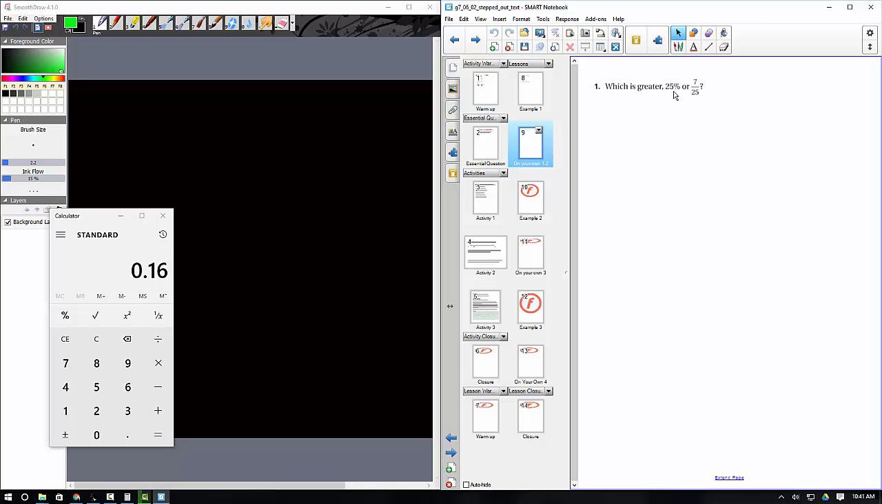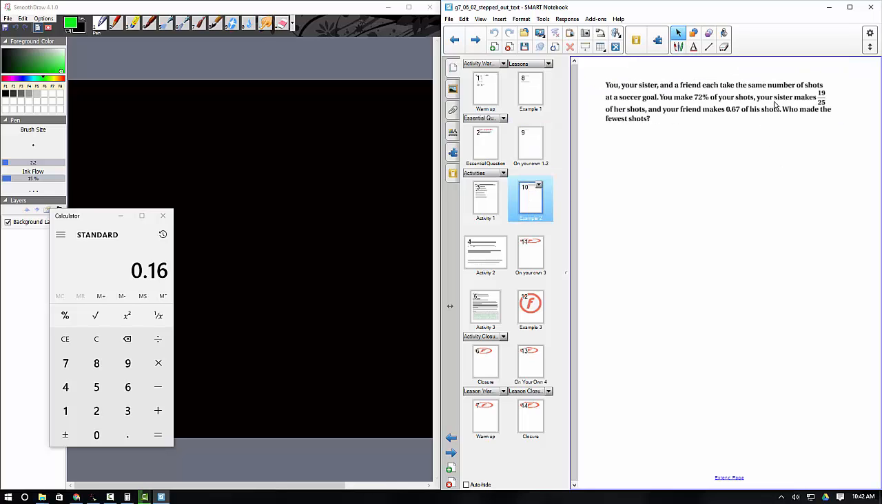Which is greater, 25% or 7/25? Well, let's change this into a percent. That means I want to be over 100, right? It looks like it'll be easy to do. So times 4, times 4. So what is 7 times 4? 28. So this would be 28%, where this is 25%. This one here is 0.49. If I want to turn this into a percent, I move it over 2 spots.